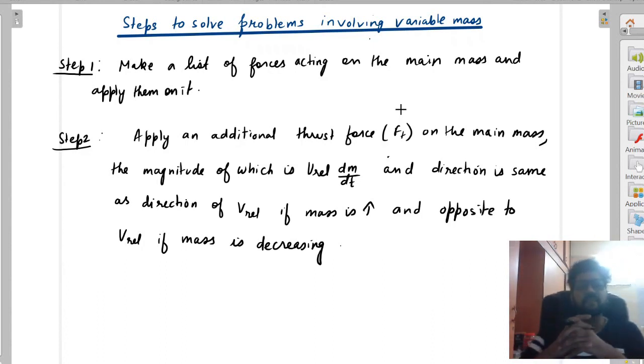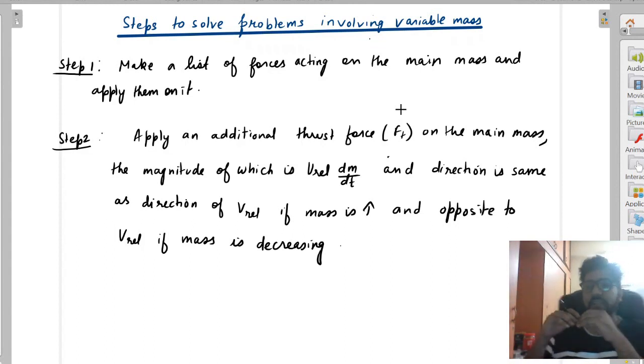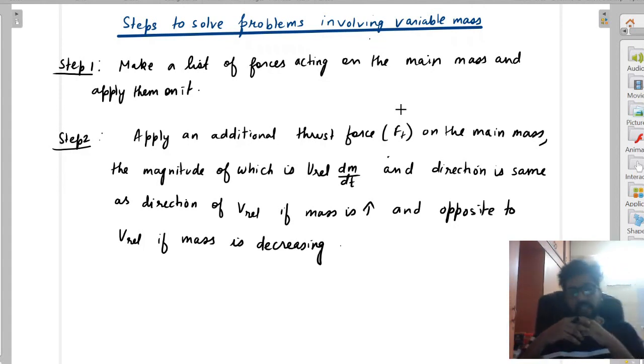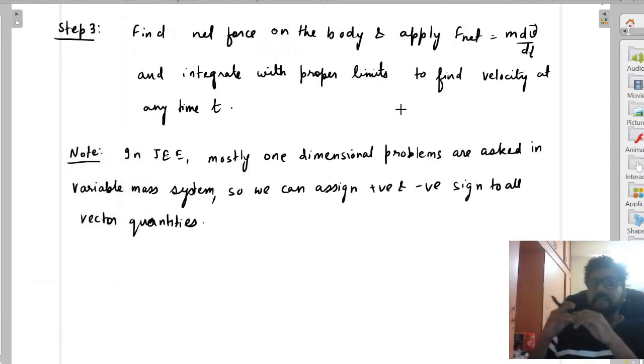Now what are the steps you must use to solve problems involving variable mass? So first step is make a list of forces acting on the main mass and then apply them on it. Then we will apply the additional force which is called the thrust force on the main mass, the magnitude of which is v relative times dm by dt, and the direction is same as the direction of v relative if mass is increasing and opposite to v relative if mass is decreasing. Then find net force on the body and apply F net is equal to m dv by dt. Then integrate with proper limits and you can find the velocity as a function of time.